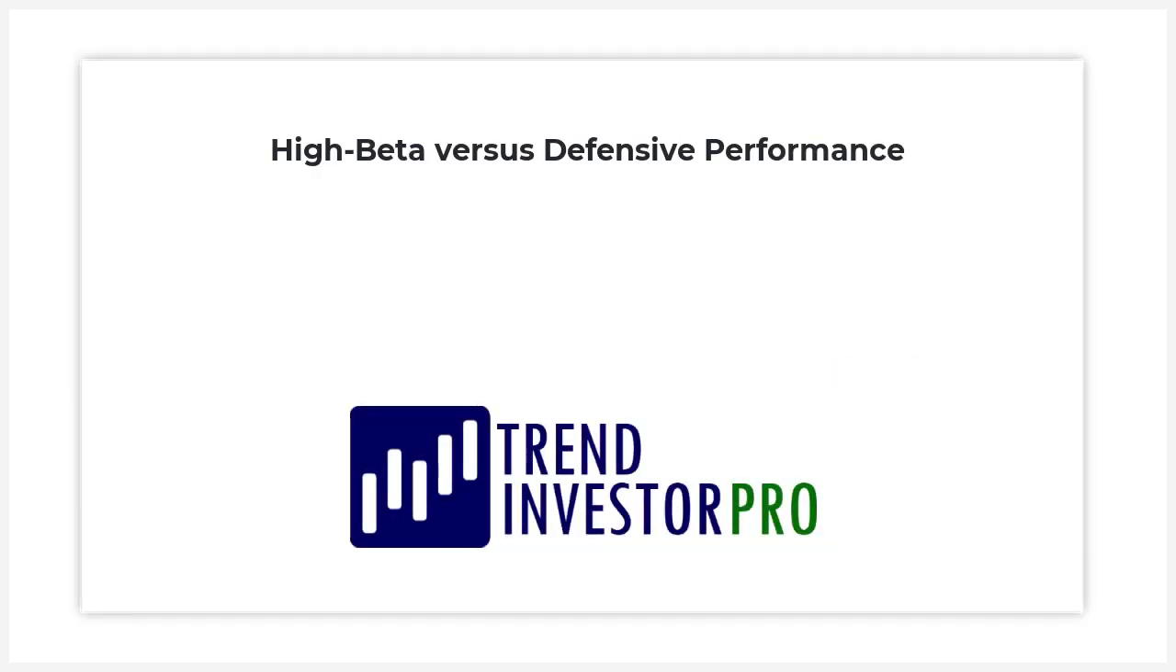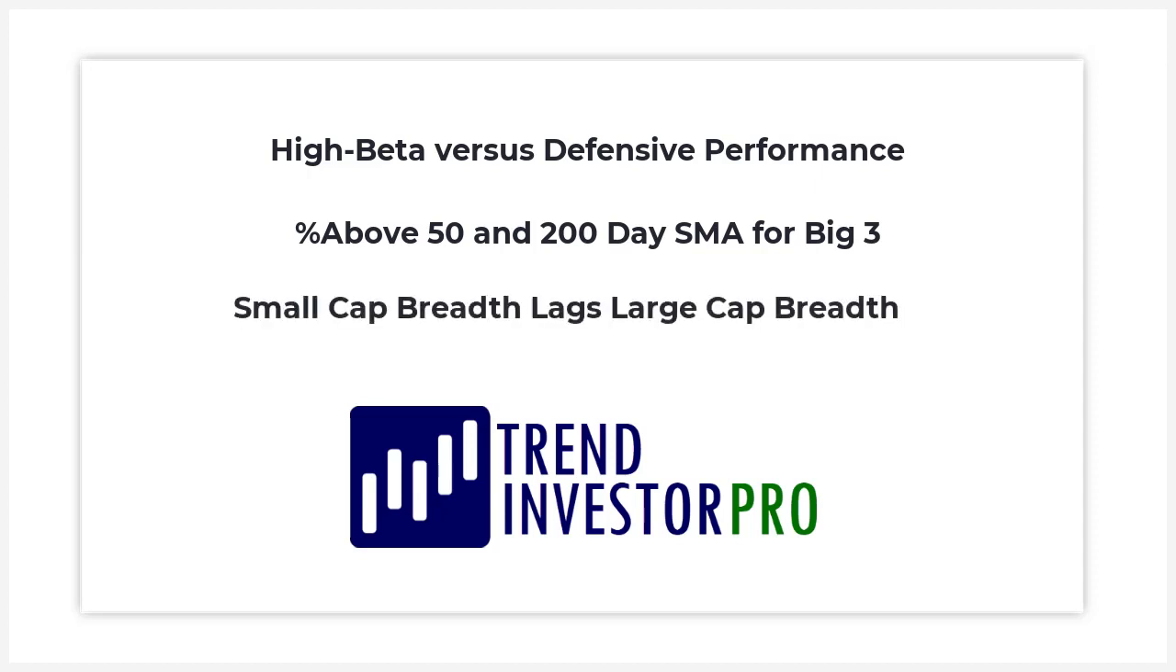So we're going to start with a measure of risk on versus risk off, and we're going to do that by looking at the performance for some of the high beta groups out there, and then look at performance for some of the defensive groups out there. We're starting to see high beta underperform and defensive groups outperform. Then we're going to turn to breadth.